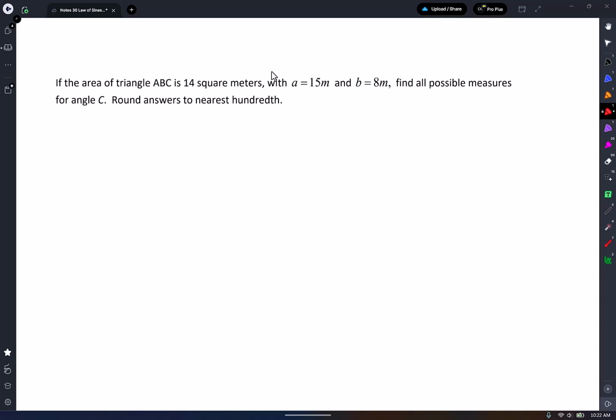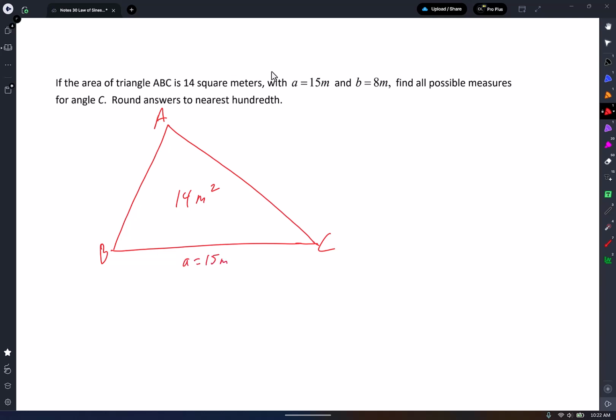If the area of triangle ABC is 14 square meters, so let me just draw some random triangle. So this is 14 square meters. Let's draw A, B, C. Little a is 15, so little a is 15 meters here. Little b is 8, so this is little b, which is 8 meters. Find all possible measures for angle C. Okay, here's angle C. I'm going to call it theta.